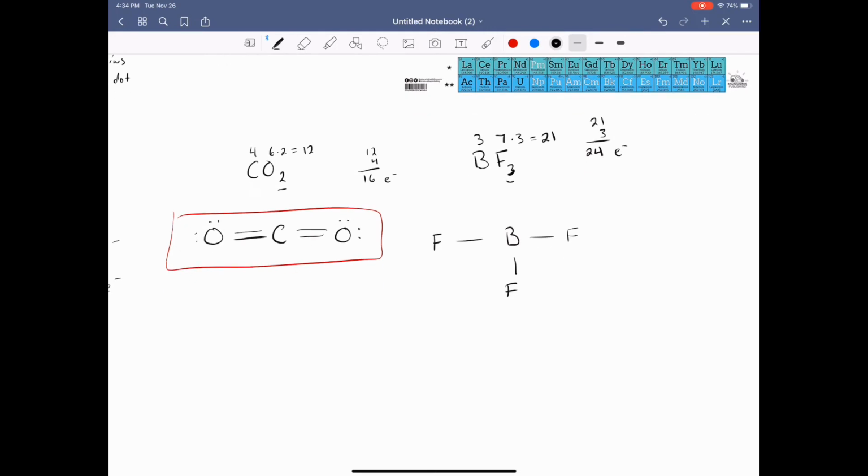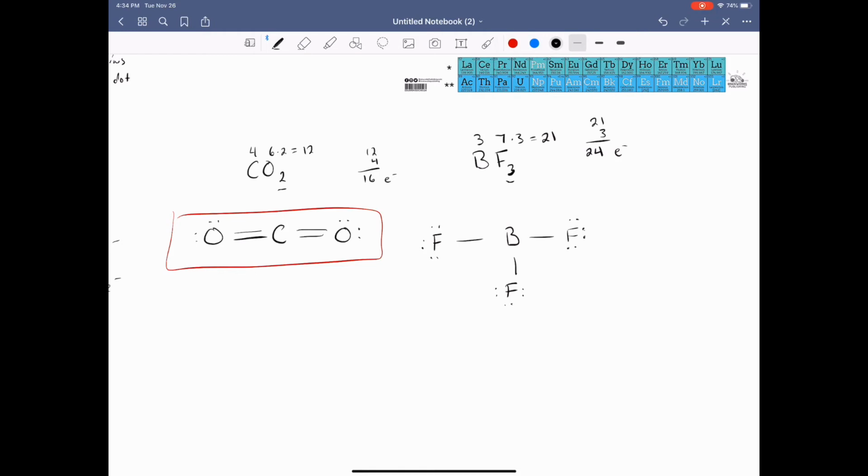Moving now, let's fill in our dots. So we have 6 around each fluorine. Okay, now let's get a count. So we have 2, 4, 6, 8, 16, 18, 20, 22. We have 24 total electrons in this structure.